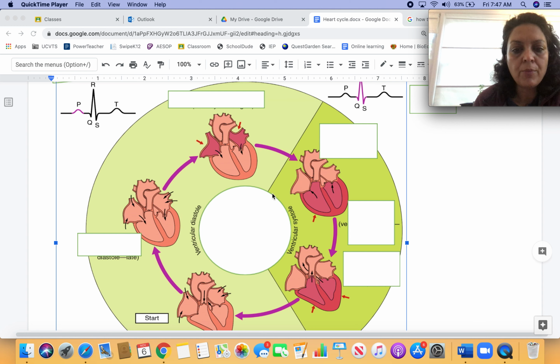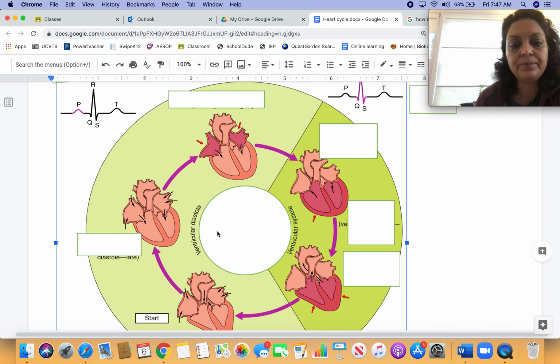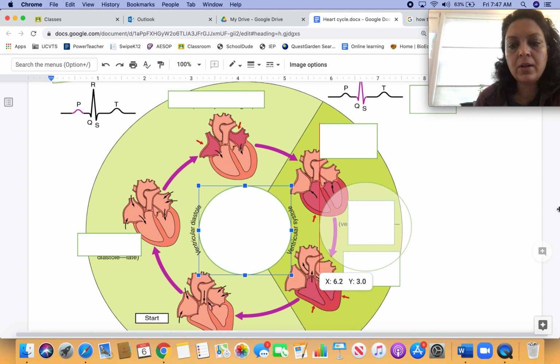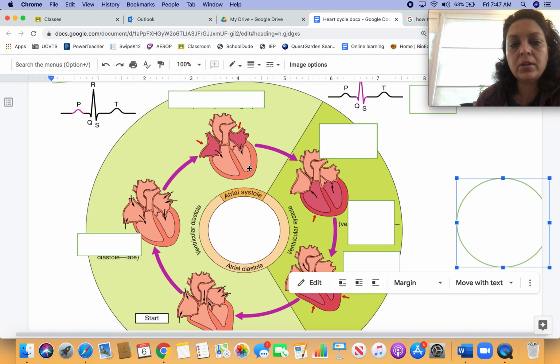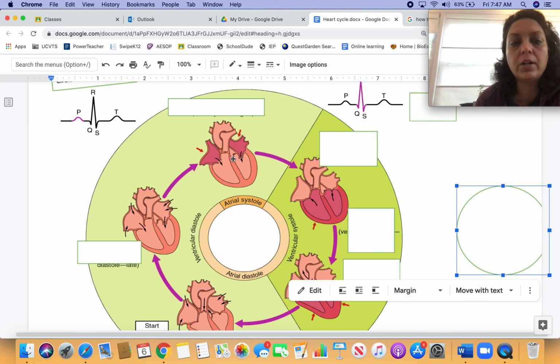Okay, so right off the bat, we can see that there are two main parts of the cardiac cycle, ventricular systole and then ventricular diastole. Ventricles are so prominent because they are the larger chambers. However, the atrial systole, which is obviously smaller and earlier than the ventricular systole, starts the cardiac cycle.